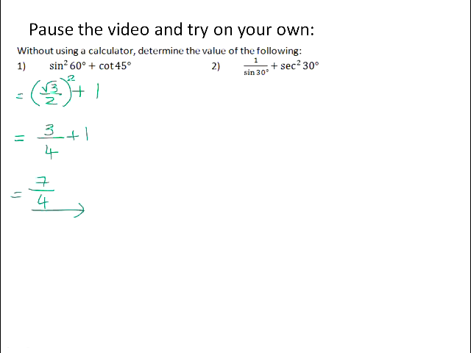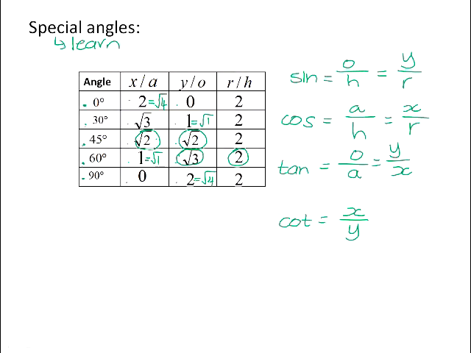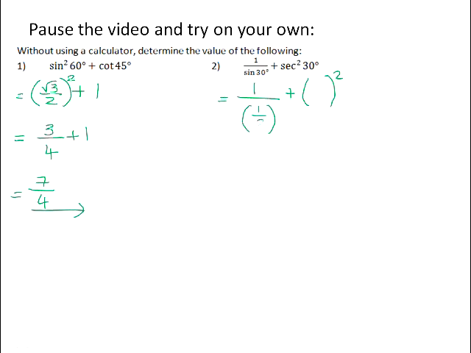Number 2. We are looking for 1 divided by the sine of 30, so it will be 1 over the ratio for the sine of 30 plus the sec squared of 30. So if we just go back to the table, sine of 30 is the y value divided by the r value, so it will be 1 over 2. So sine of 30 degrees is a half.